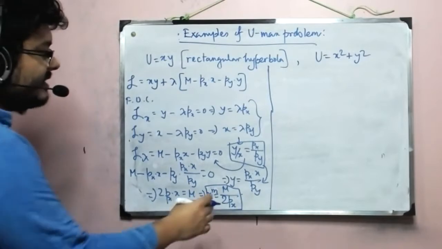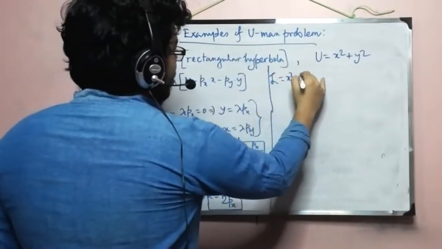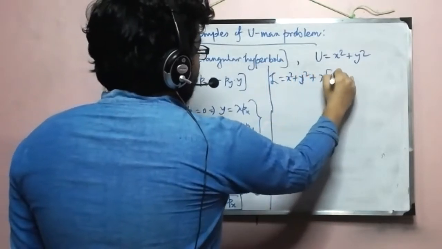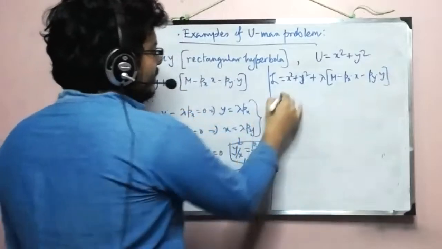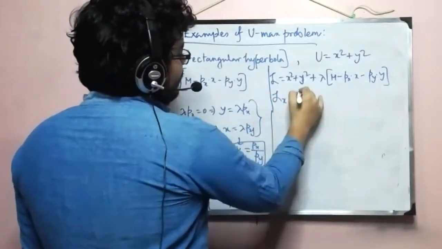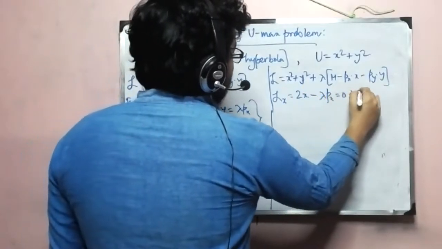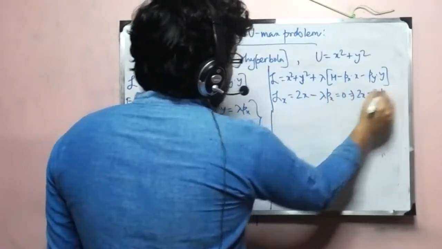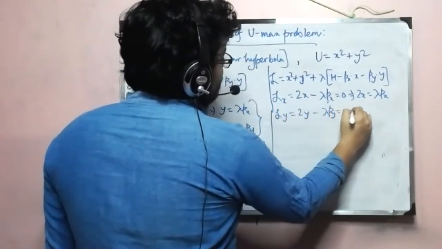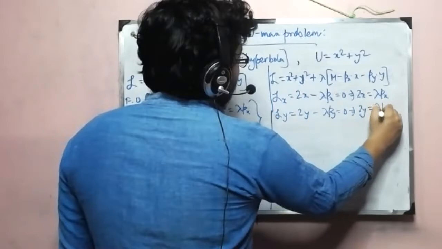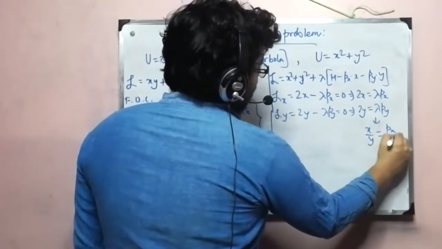Okay. So let's do the same thing here. So here Lagrangian will be x square plus y square plus lambda into m minus px x minus py y, and if I do the same thing here, I'm just writing Lx will be 2x minus lambda px equal to 0, so that will be 2x equal to lambda px. And for Ly, it is symmetric, right? So 2y minus lambda py equal to 0. And this will be 2y equal to lambda py. And from this, we'll get x by y equal to px by py.